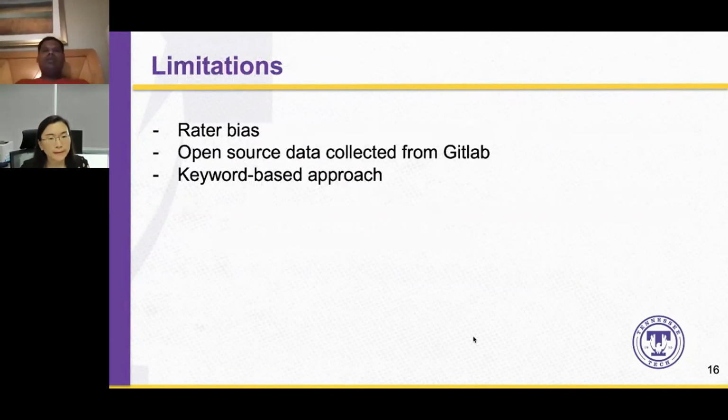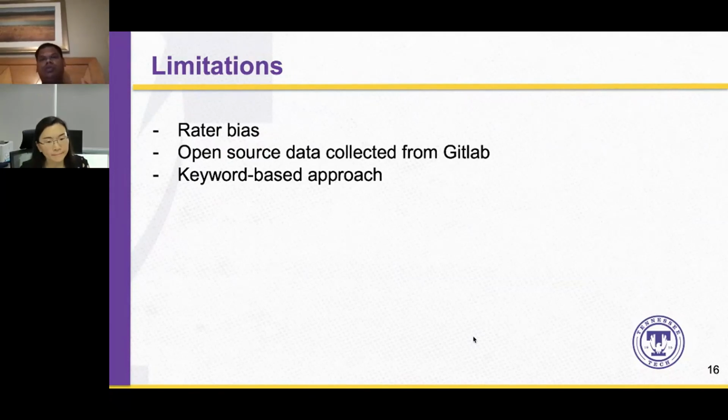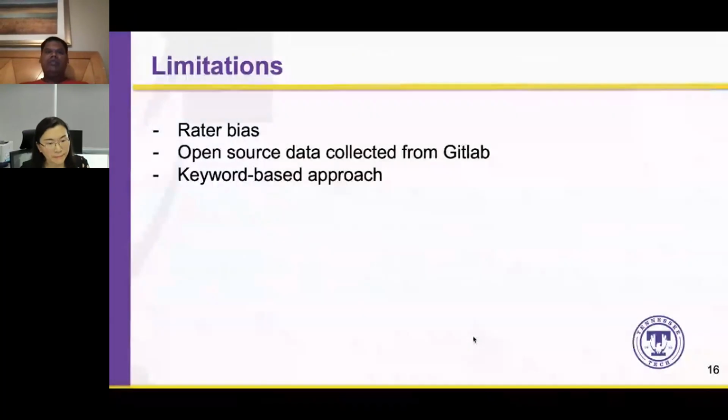Limitations include rater bias. This is a qualitative study, and like any qualitative study, there is a possibility of rater bias, where the raters have their own subjective judgment and bring it to the qualitative analysis. We mitigated this by using two raters, and we also calculated the inter-rater reliability, and we found that it's substantial.